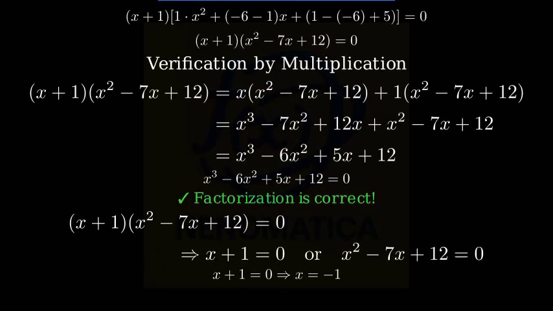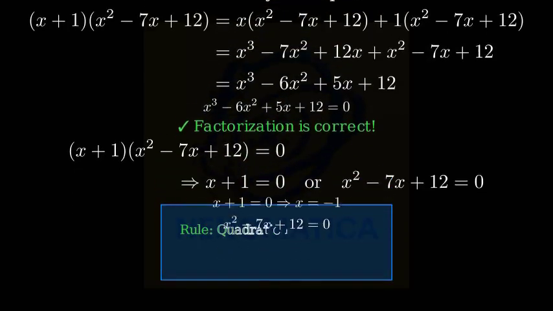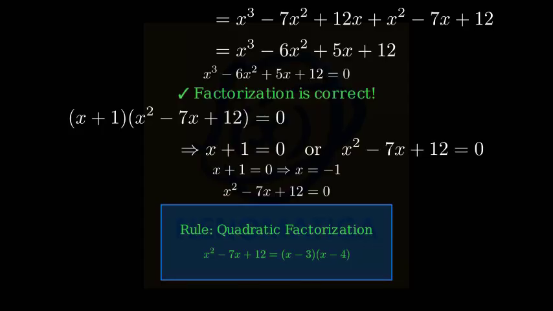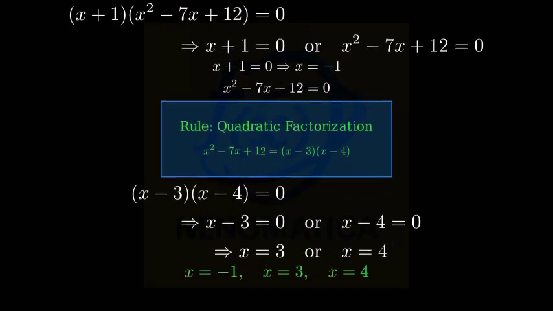From the first factor, we get x equals -1. For the second factor, we need to solve x squared minus 7x plus 12 equals 0. We can factor this quadratic as the product of x minus 3 and x minus 4 equals 0. So from x minus 3 equals 0, we get x equals 3. And from x minus 4 equals 0, we get x equals 4. So the solutions to our cubic equation x cubed minus 6x squared plus 5x plus 12 equals 0 are x equals -1, x equals 3, and x equals 4.